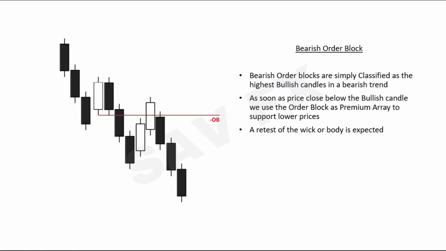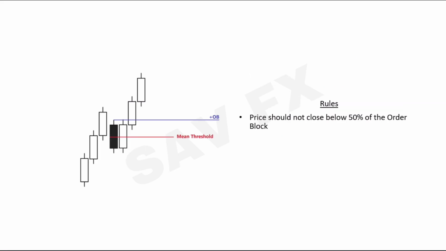And guys, it's extremely crucial for price to respect the mean threshold. The mean threshold is the 50% level of the order block range. Specifically, you can use the bodies, meaning from the open to the close, or you can use the wicks. Personally, I like using the bodies in a wide range, meaning that I divide the body in half to get the 50% level, and that's our mean threshold. And what does this mean?